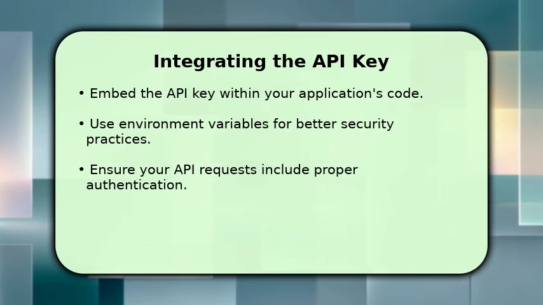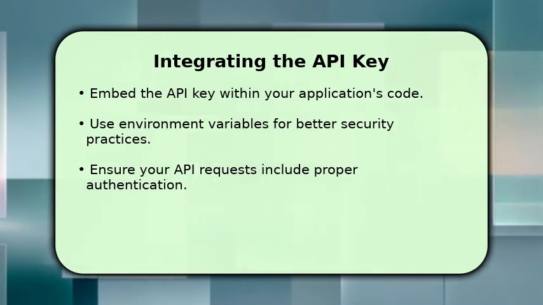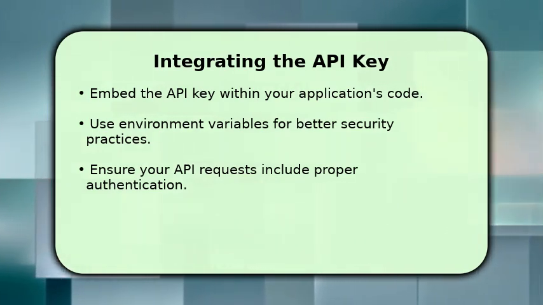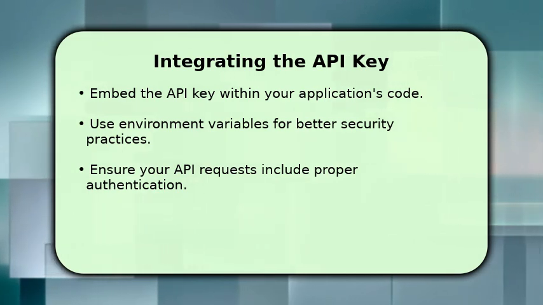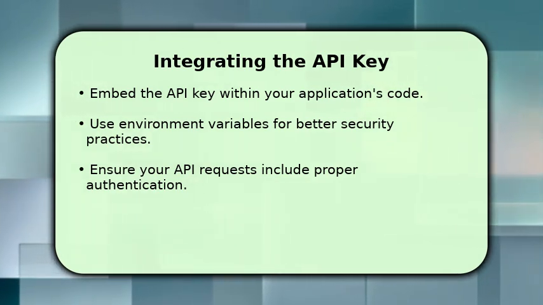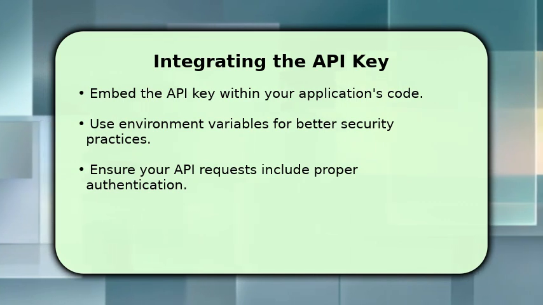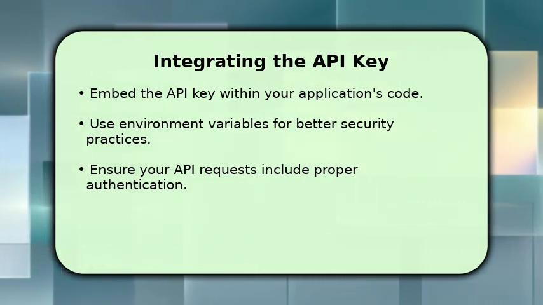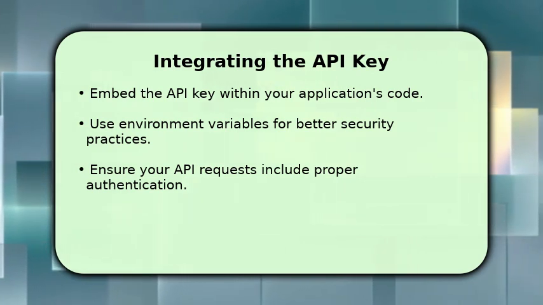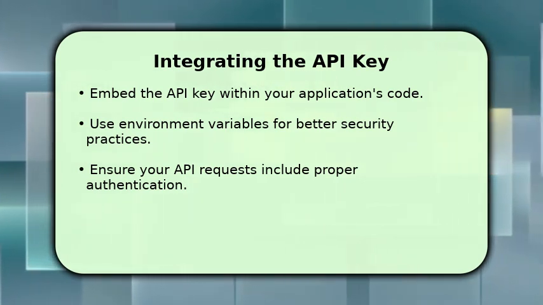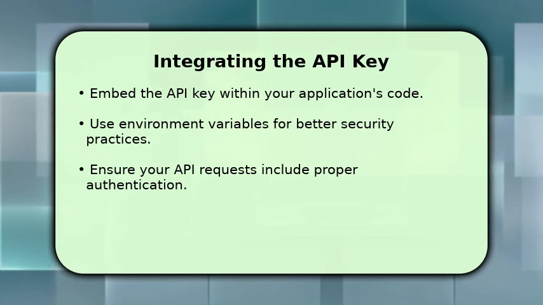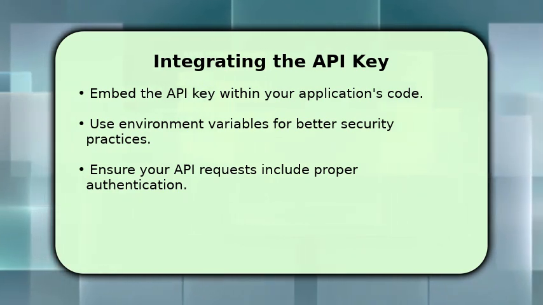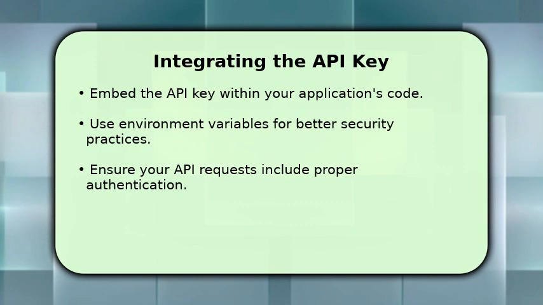Now that you have your API key, the next step is to integrate it into your application. You'll typically embed this key in your code to authenticate your requests to the Gemini API. For enhanced security, it's highly recommended to use environment variables rather than hard-coding the key directly. This practice helps protect your key from accidental exposure and ensures your API calls are properly authorized.